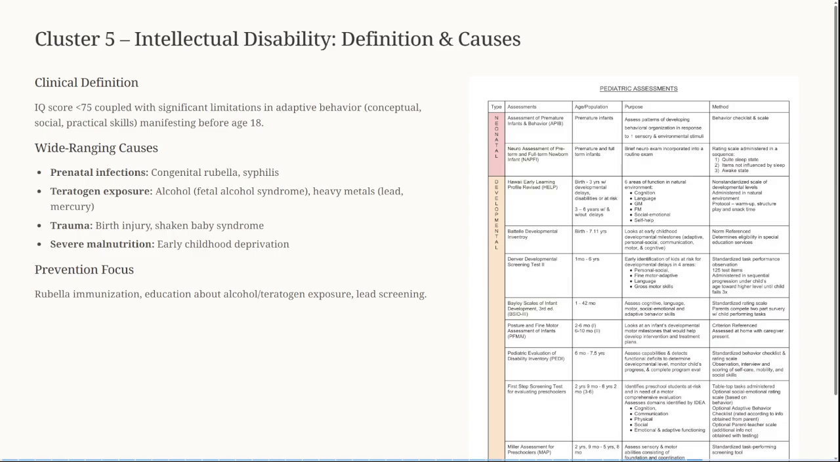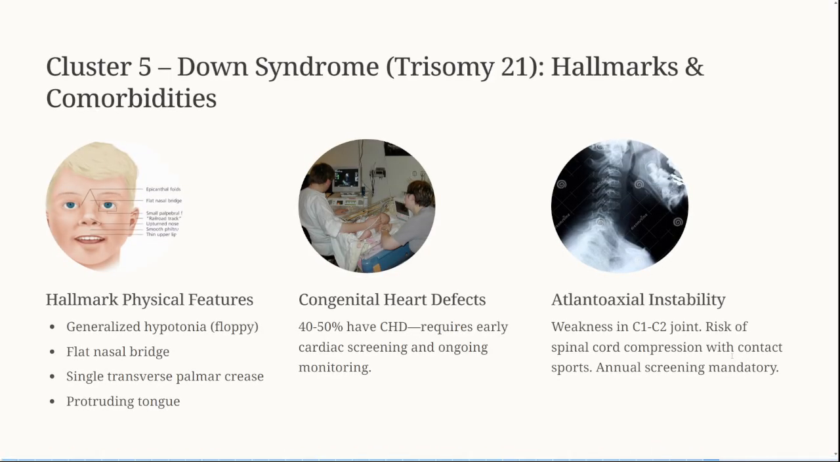Okay, now for the key genetic syndromes associated with ID. Let's start with Down syndrome, or trisomy 21. It's the most common genetic cause of ID. The hallmark features include generalized hypotonia, or fluffiness, a flat nasal bridge, a single transverse palmar crease, and a protruding tongue. And management really focuses heavily on the associated comorbidities.